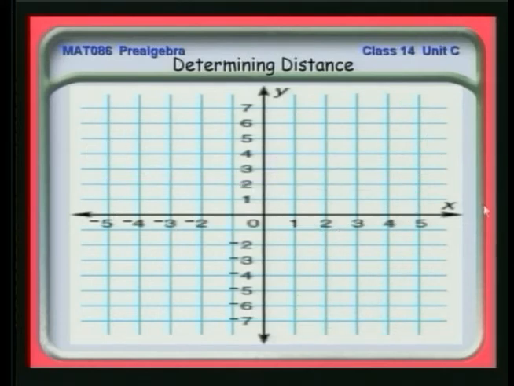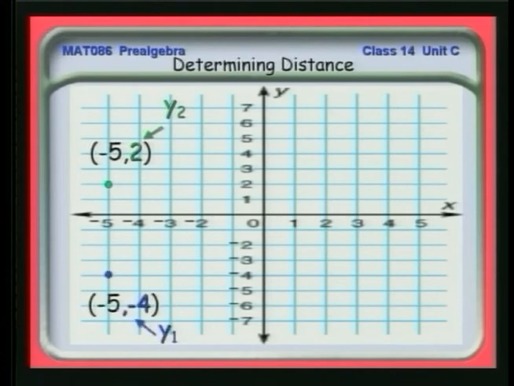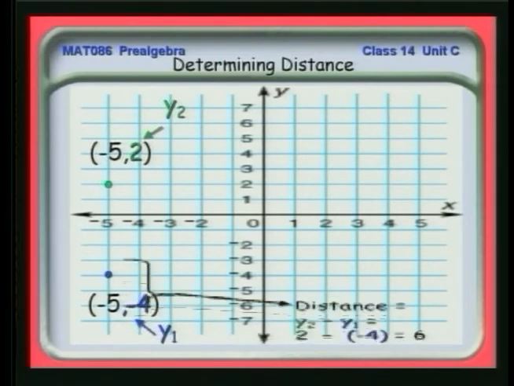Let's turn this around on its side and take two slightly different points. There is (-5, 2) and (-5, -4). Notice in this case, the x-coordinate is exactly the same, but y is different. So instead of having a horizontal distance, now I have a vertical distance, and the difference is going to be the difference in the y points, not the difference in the x points.